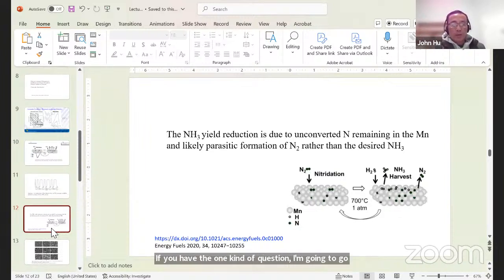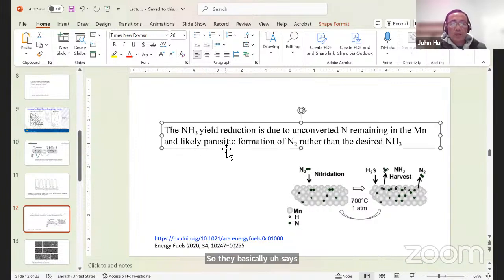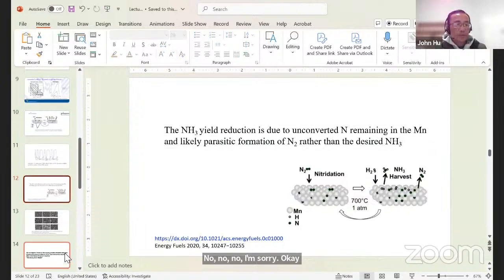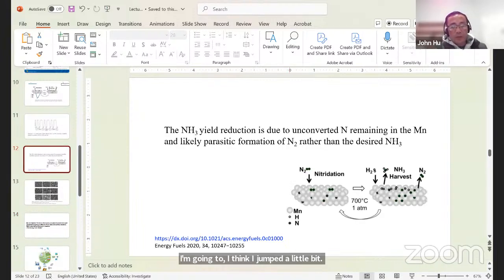Okay, so this is another paper, but I use this cartoon. I use the first paper's cartoon to interpret the second paper. The second paper was published in ACS Energy Letters. So they basically say nitrogen yield reduction is due to, no, I'm sorry. I think I jumped a little bit further. Okay, all right. So it is from this paper, but I used the cartoon from the first paper because this paper from Energy Letters did not show any cartoon.